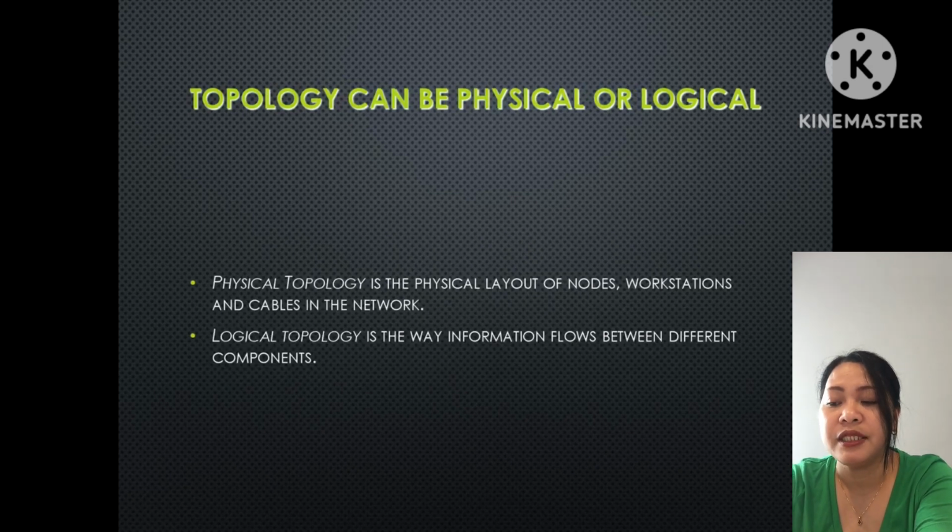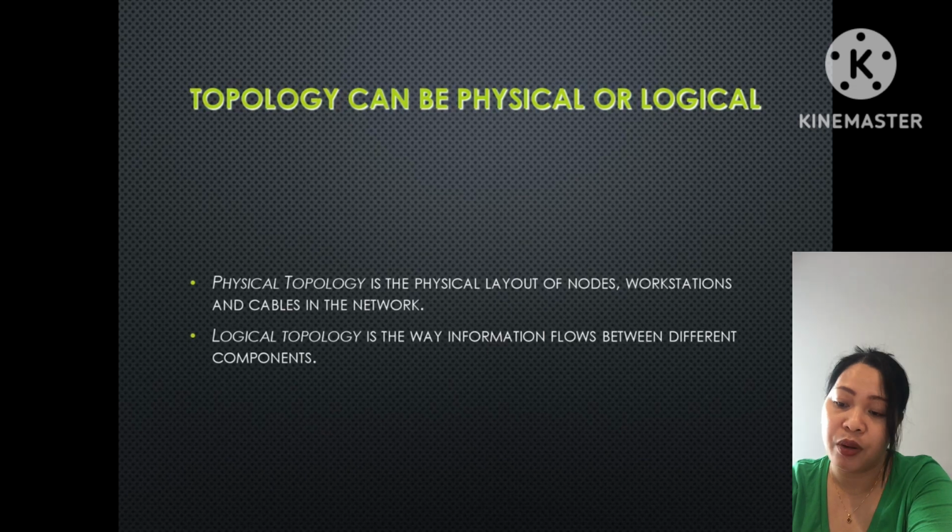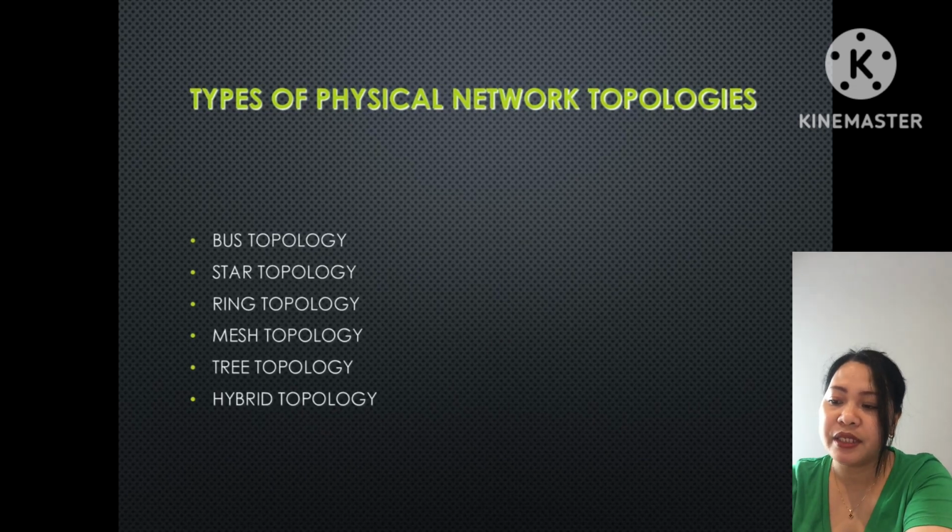Topology can be physical or logical. Physical topology is the basic layout of nodes, workstations, and cables in the network. Logical topology is the way information flows between different components. Types of physical network topology: bus topology, star topology, ring topology, mesh topology, tree topology, hybrid topology.